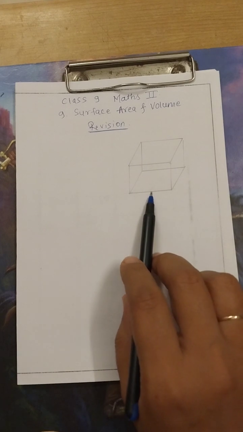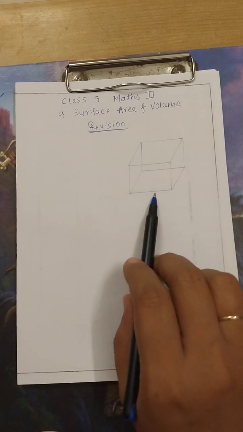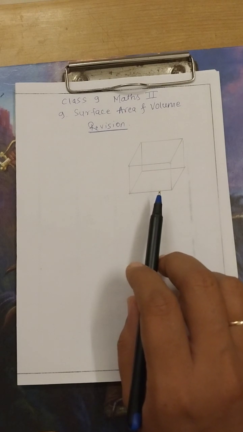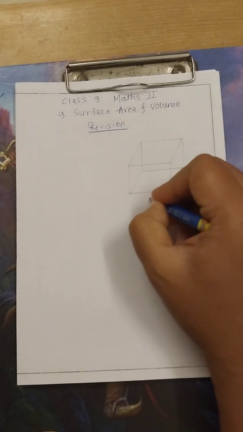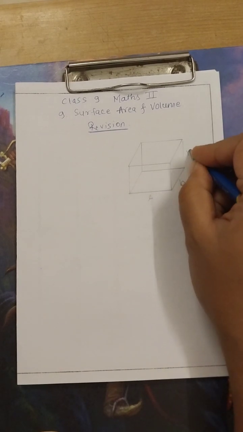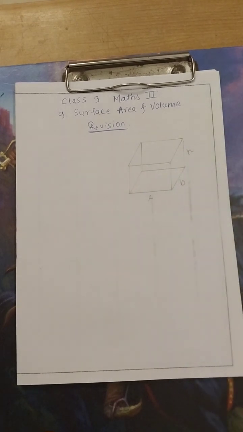This is a cuboid. We have learned in previous standards the surface area and volume of cuboid, cube and cylinder. So we are going to revise those formulas first. This is the length of the cuboid, L. This is the breadth of the cuboid and this is the height of the cuboid.